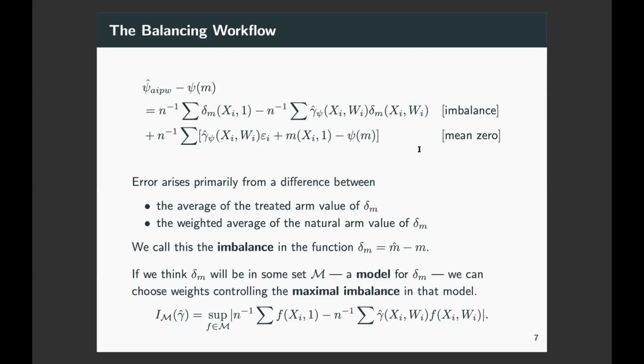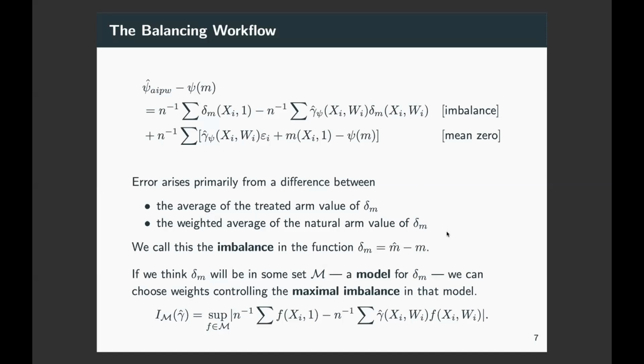The more worrisome term, the imbalance term, is one in which error arises primarily from a difference between averages of the treated arm value of the regression error function, which we see here, and the weighted average of the natural arm value of that thing, which we see here. So basically, error arises from our weights failing to do the job we asked them to do. And so we call this difference the imbalance in the regression error function.